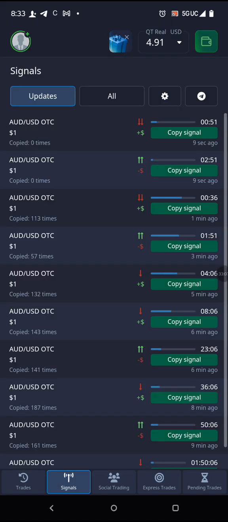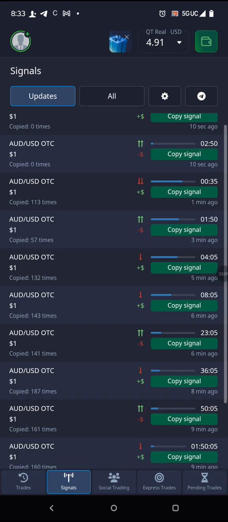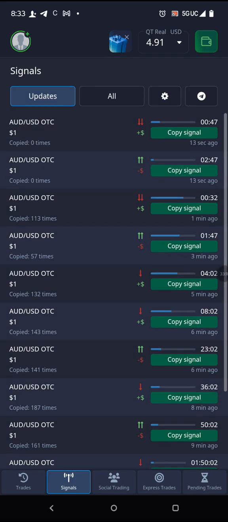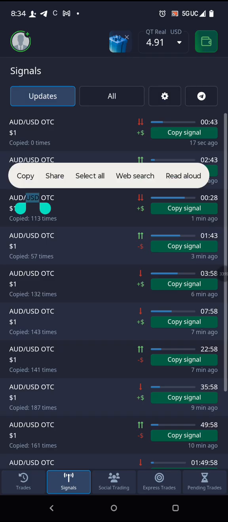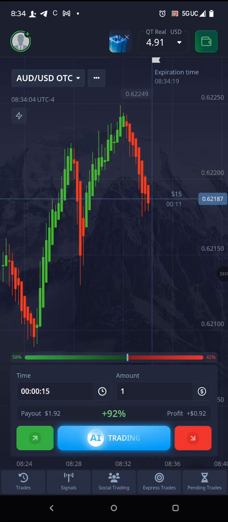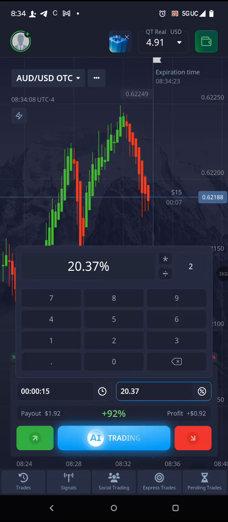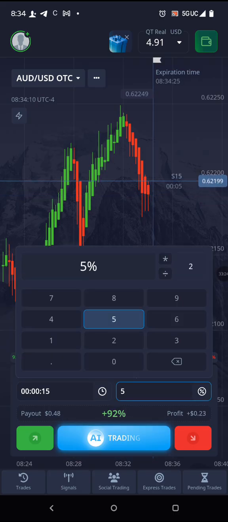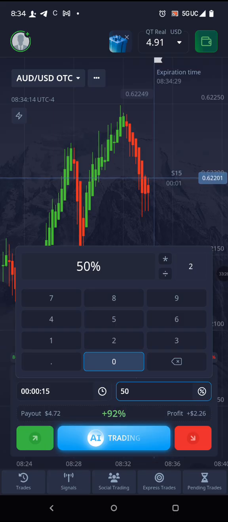I'm going to come back here and I see there are a few trades here that are going down and are in the money. This one here is going down and it's in the money. So what I'm going to do is come to wager and put 50%, like I did before, right?